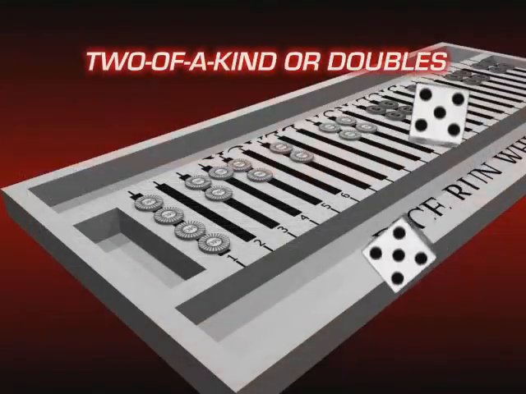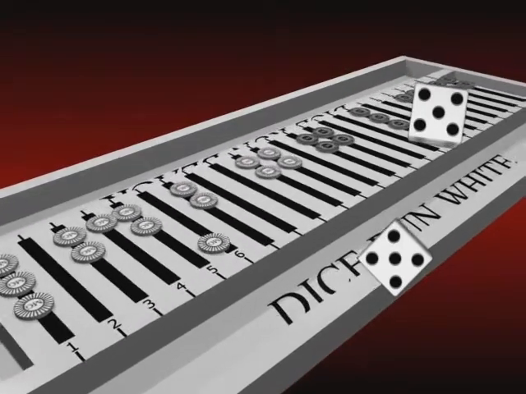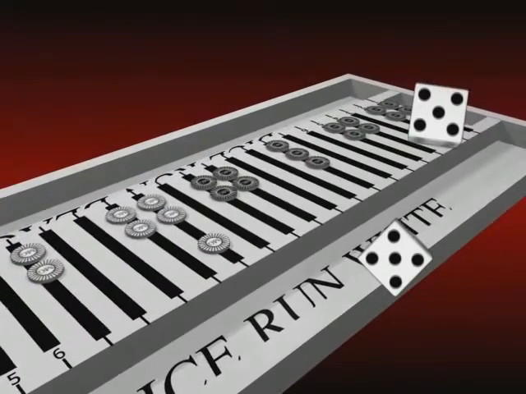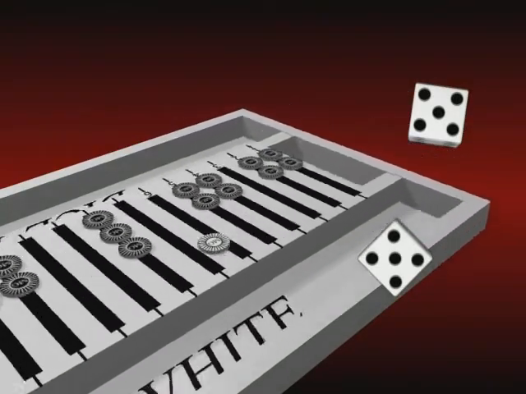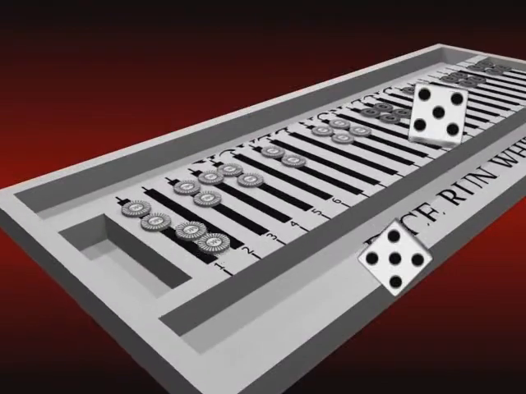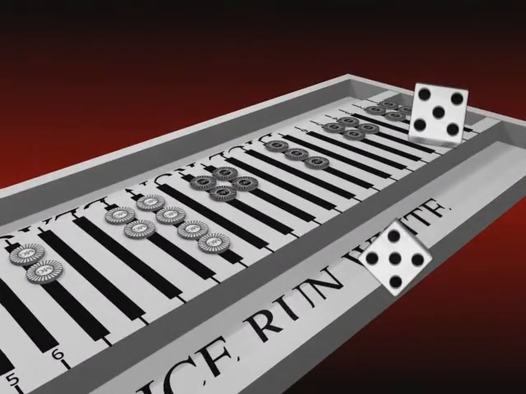Two of a kind, or doubles. If a double five is thrown, one checker moves four, five moves, or two checkers move two, five moves, and so on, until any combination of the face value of the dice is completed.